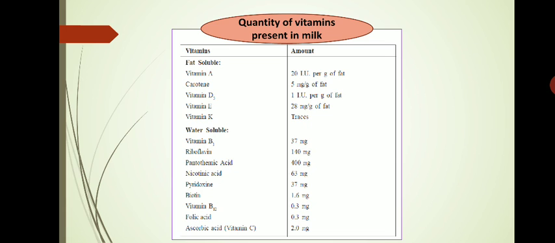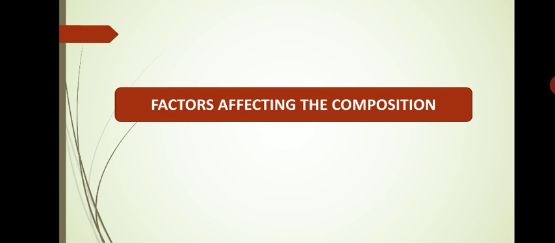Then you can also find water soluble vitamins like vitamin B1, then riboflavin, then pantothenic acid, then nicotinic acid, then pyridoxine, then biotin, then vitamin B12, then folic acid. If you compare fat soluble vitamins to water soluble vitamins, you can find that water soluble vitamins are present in much higher concentration as compared to fat soluble vitamins. So this is the overall detailed component analysis of milk and its constituents.